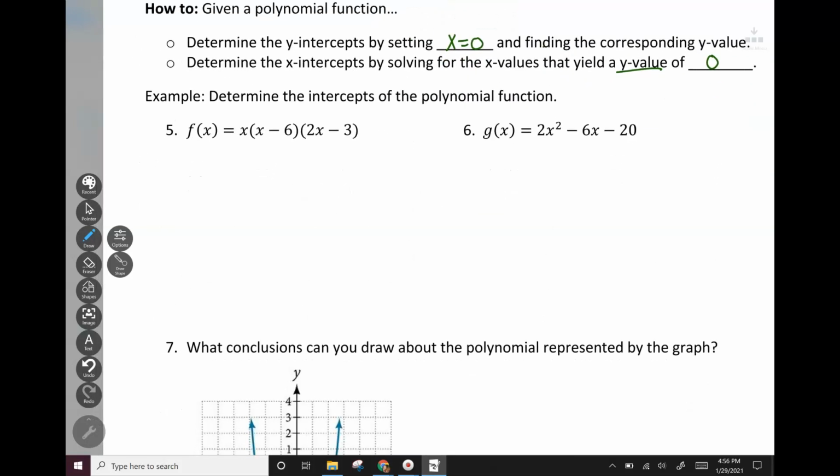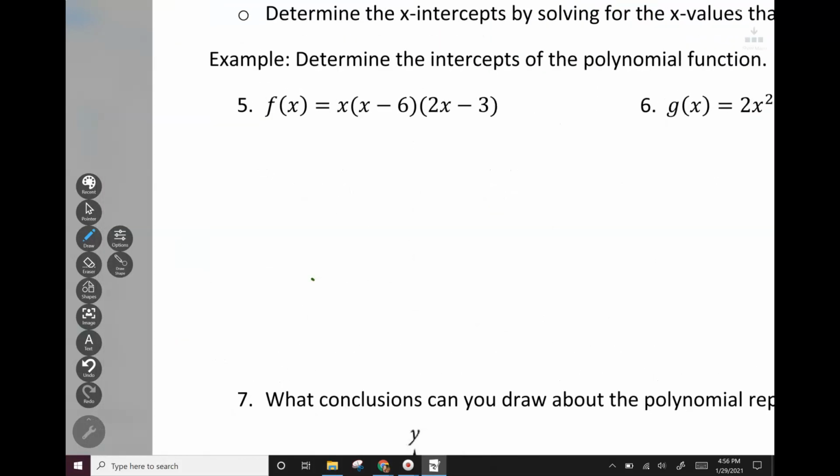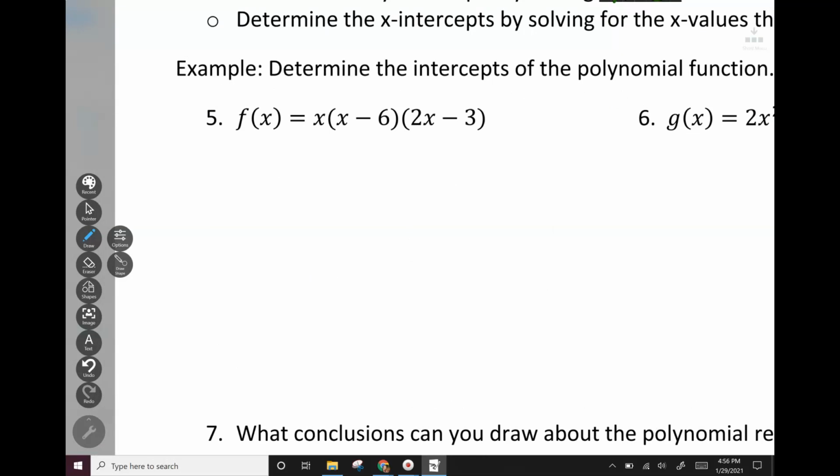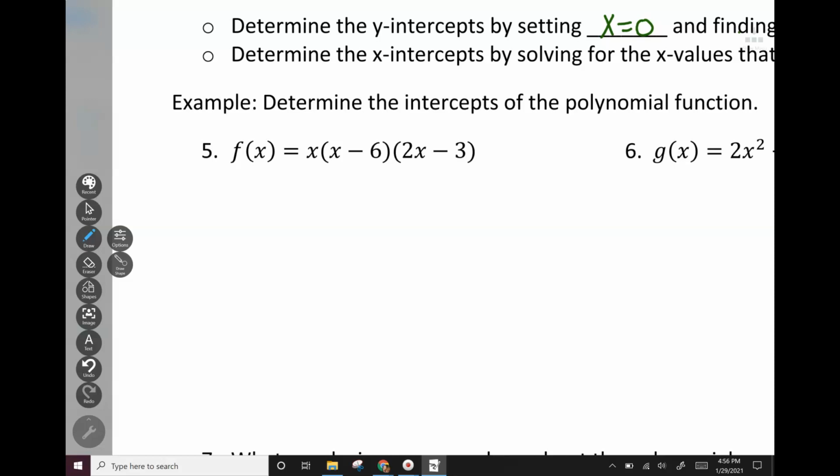All right, determine the intercepts of the polynomial functions. So for number 5, let's just do it in the same order that the definitions were given. So we'll do y-intercept first. You're going to set x equal to 0. So I'm going to have f of 0.